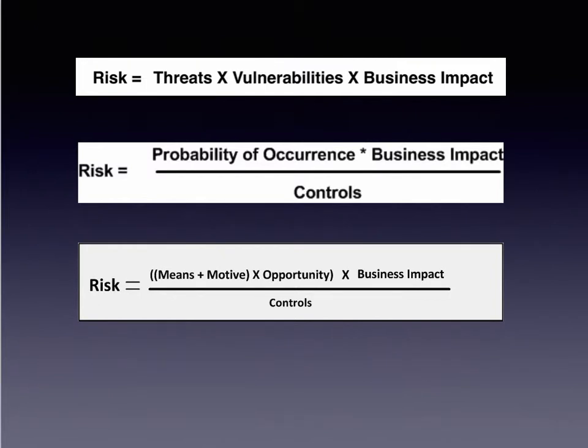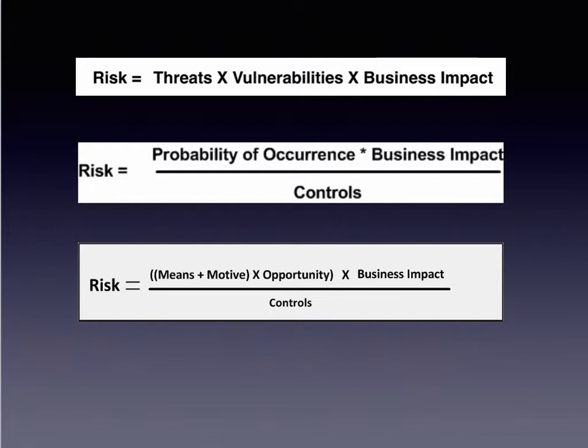So when we look at risk, we look at threats, vulnerabilities, and business impact. The first formula on this slide is the basic formula that we see most. So threats are those people, processes, or devices, anything that can exploit a weakness in our network, a vulnerability, and cause business impact.